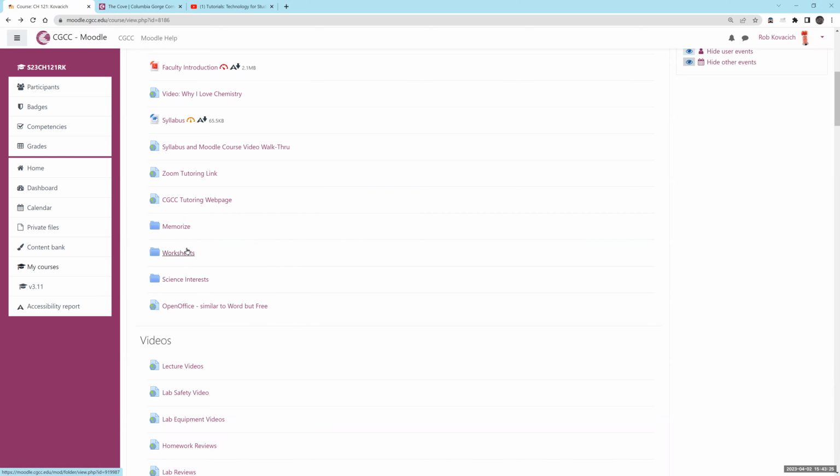Some worksheets. If you're having trouble with something, I can direct you to a particular worksheet, give you some extra practice. We'll probably access this science interest stuff. And this is Open Office. This is very similar to Microsoft Office, but it's free. So if you don't have Microsoft Office on your computer, whether you have a Mac or a PC, or even Linux, you can download Open Office and it's totally free and it behaves exactly like Word or PowerPoint or Excel. They've got all of those things on there. So use that if you don't already have it.